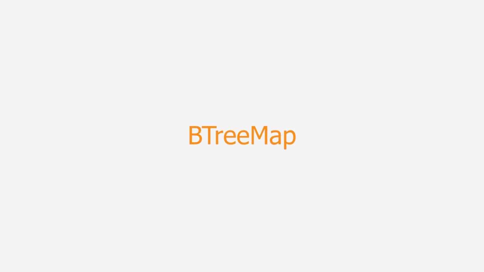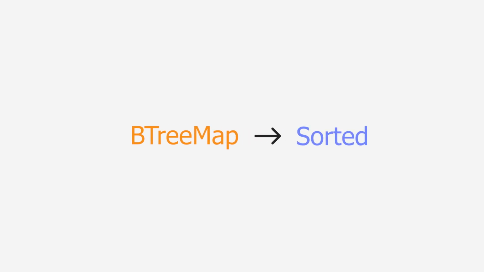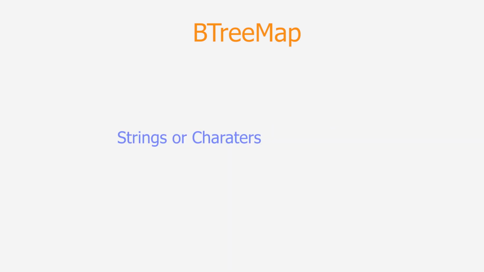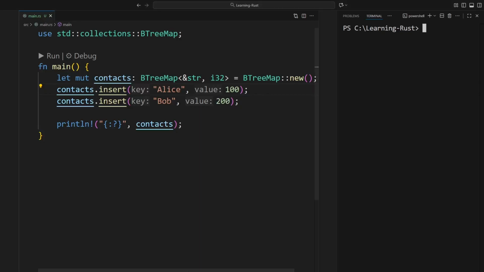Here everything is the same as HashMap with one difference. The data stored in BTreeMap is always sorted. By sorted, I mean that the keys are always in sorted order, no matter in whatever order you insert them. If the keys are strings or characters, it will be in alphabetical order. And if we have numerical keys, then those will be in ascending order. We'll try to understand with an example.